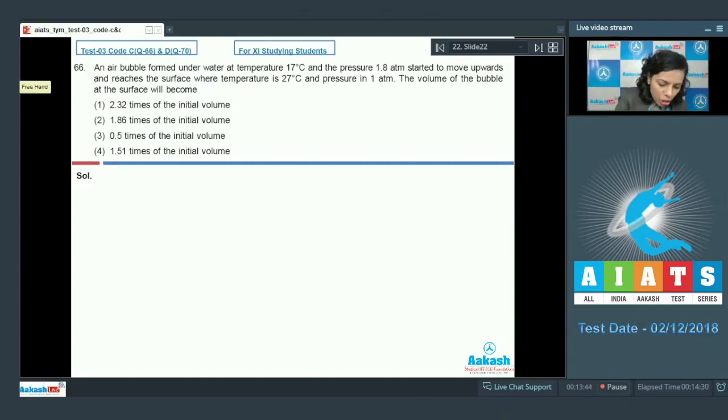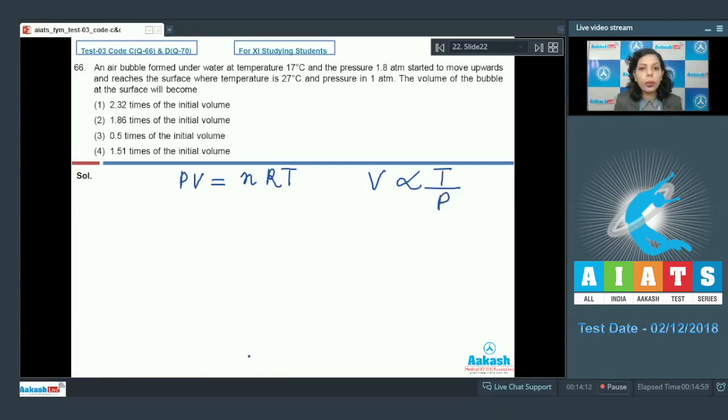It's a simple application of the ideal gas equation, that is PV equals nRT, and in this case we can easily relate volume with temperature and pressure, because the same gas bubble was there. It means the number of moles is the same, R value is also the same. So V is directly dependent on temperature and inversely dependent on pressure.